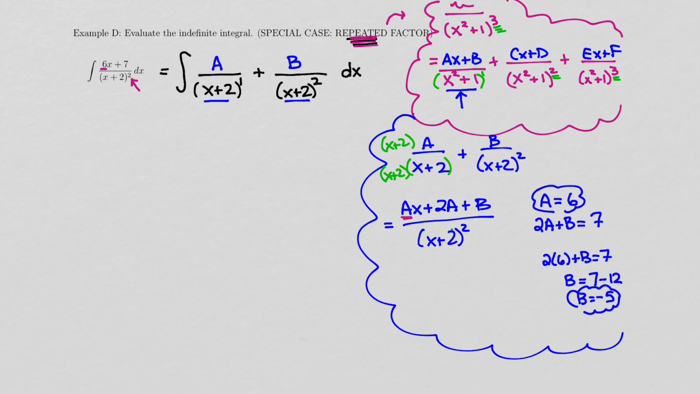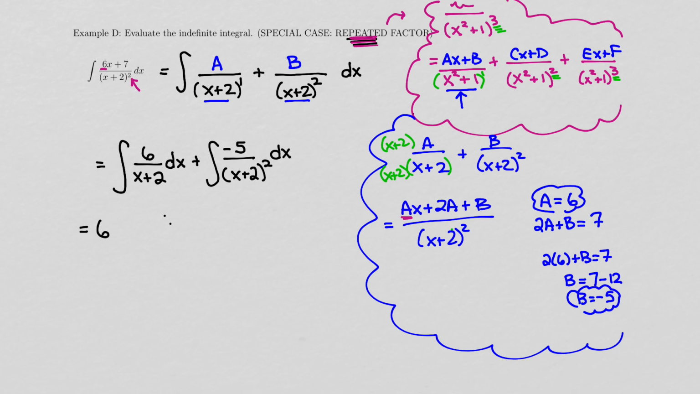Very nice. Very good work. So let me go back. I have the first integral is going to be 6 over x plus 2. Pull that 6 out of the way. And the second integral is going to be negative 5 over x plus 2 squared. And yes, I would pull them both out just like you suggested, because it just makes it easier to pull those constants out and deal with what's left over inside.